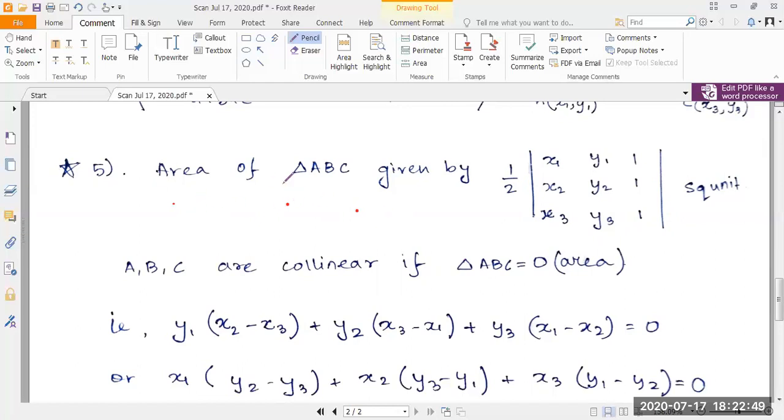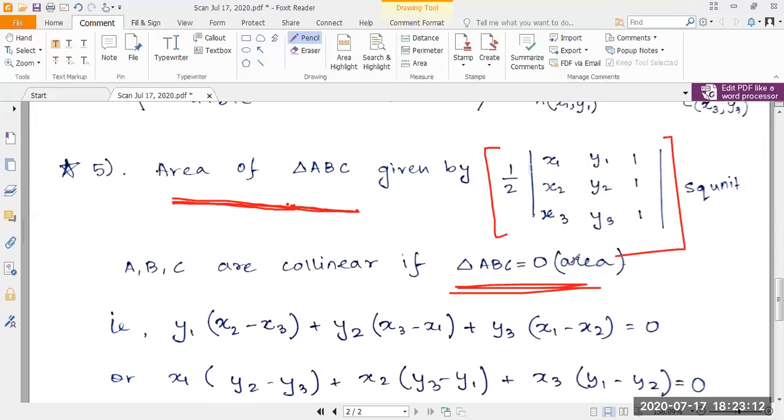Even if we can, then the area of that triangle will be 0, because all 3 of them lie in the same straight line. So the line joining these 2 points and these 2 points will be the same line, so they'll be coinciding with each other. So A, B, C are collinear if the area of the triangle ABC is 0. So this matrix value, this is 0.